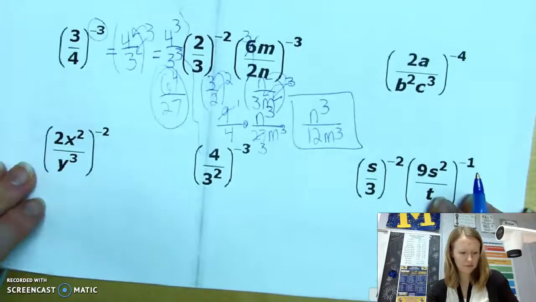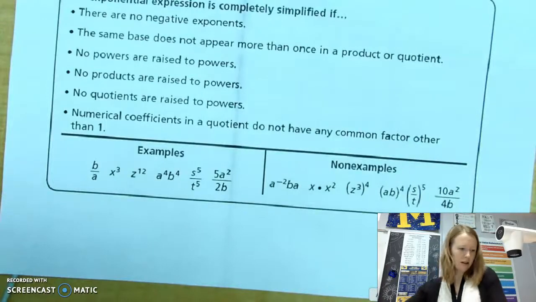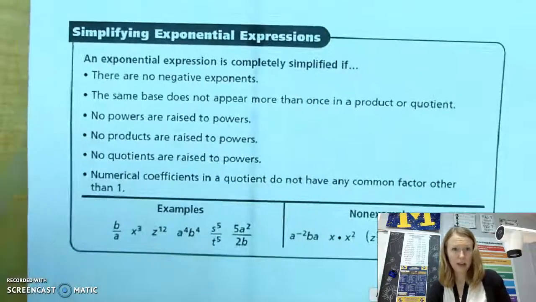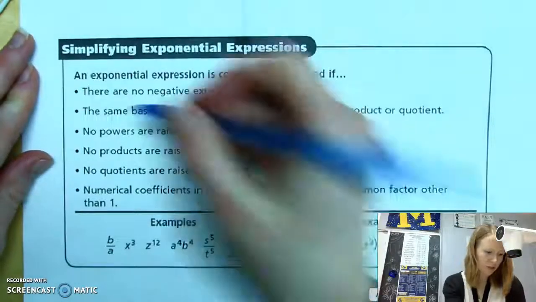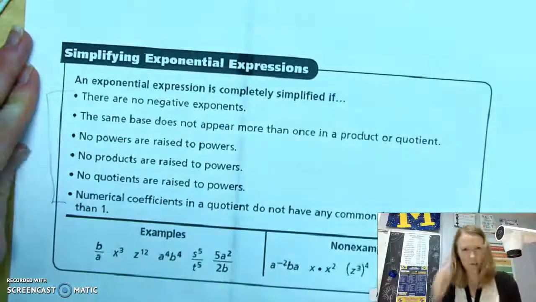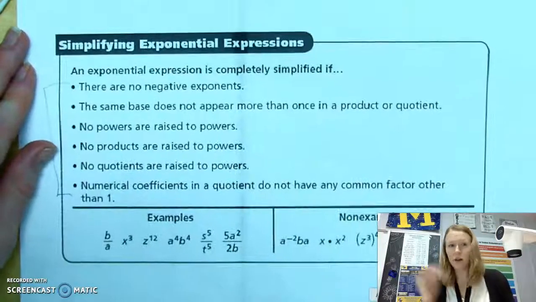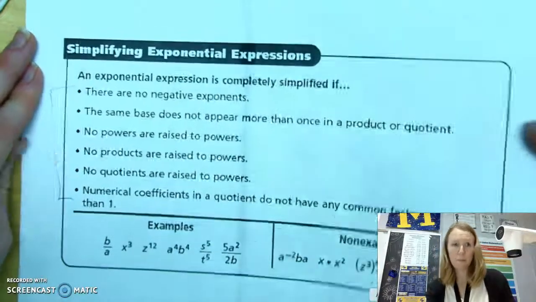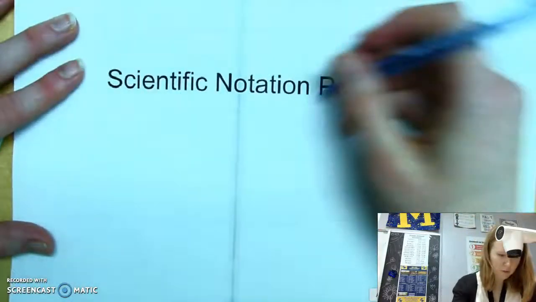So let's move on. I want to repeat again, this is the same thing that we saw in section 6.2, so you don't need to write this down again, but these are good things, just like a checklist to keep in the back of your head to know if you're done simplifying or not. You can freeze this if you want, write it down again, but once again, that should be in your 6.2 notes. The last thing I want to do is talk about these scientific notation problems with division.